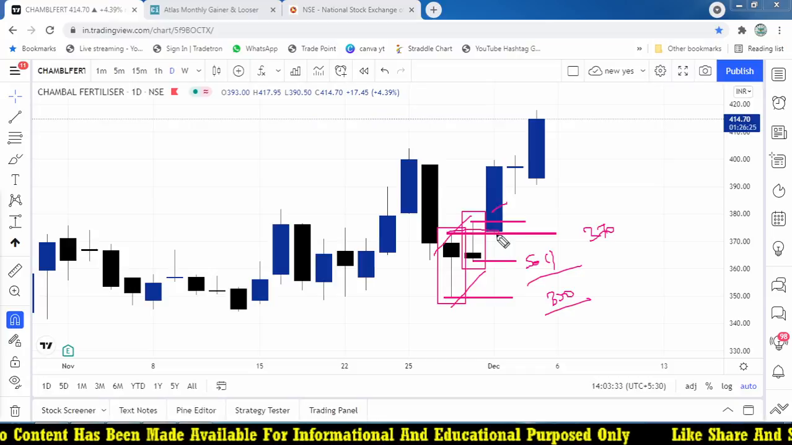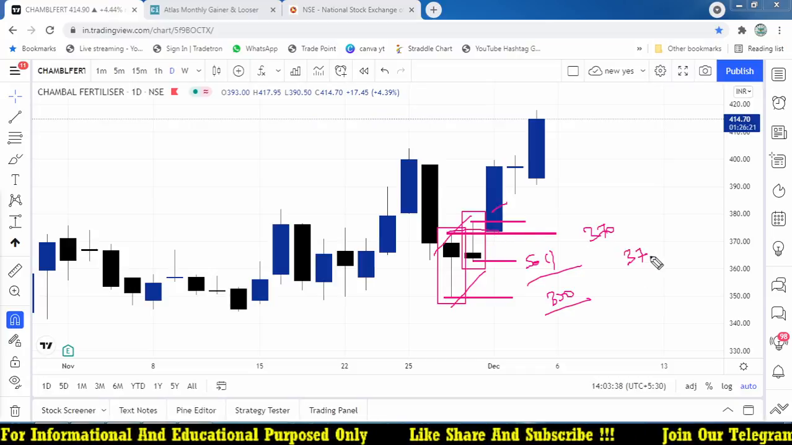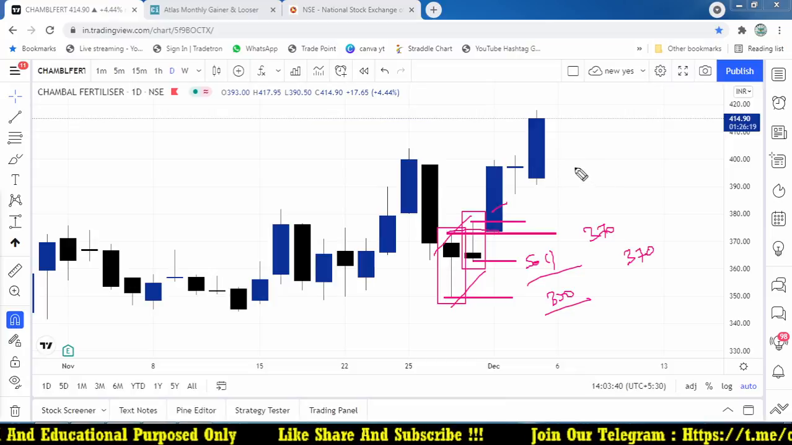We got the opportunity; it formed a low at 370 and made a high of nearby 400.